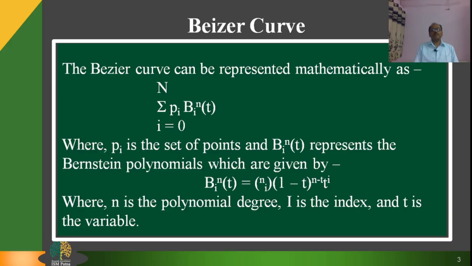On the screen you are seeing the Bezier curve, which is mathematically represented as the summation of Pi multiplied by Bi,n of t, within the limit of i equal to 0 to n, where Pi is the set of points and Bi,n of t represents the Bernstein polynomials which are given by Bi,n(t) equals n choose i, multiplied by (1 minus t) to the power n minus i, times t to the power i, where n is the polynomial degree, i is the index and t is the variable.